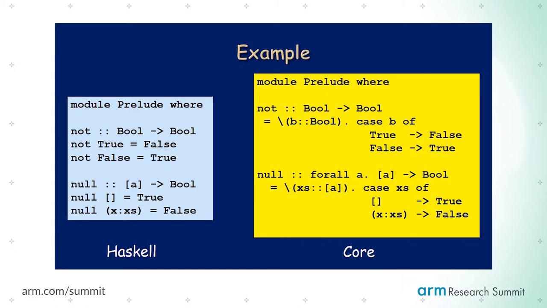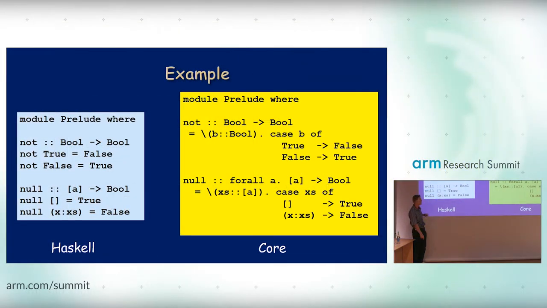So here's Haskell as a surface language. This is a function that negates a Boolean, and this is a function that tests whether a list is empty, null. And there's pattern matching on the left and type signatures and so forth. By the time it's turned into core, it's just a simple lambda calculus language. So here's null. Every binder is explicitly type annotated. And this backslash is just a lambda.